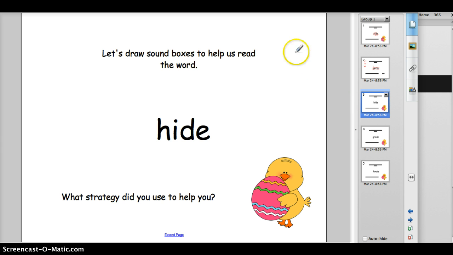Here's another example of pushy E. Pushy E plays a game, makes the vowel say its name. So, pushes the I to say I.